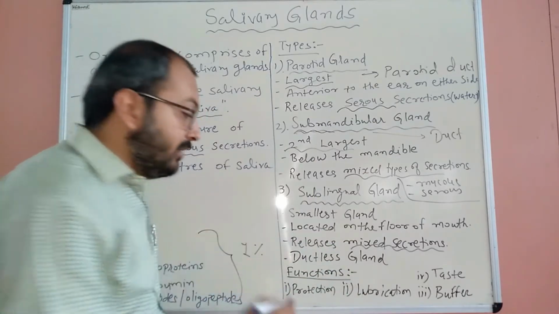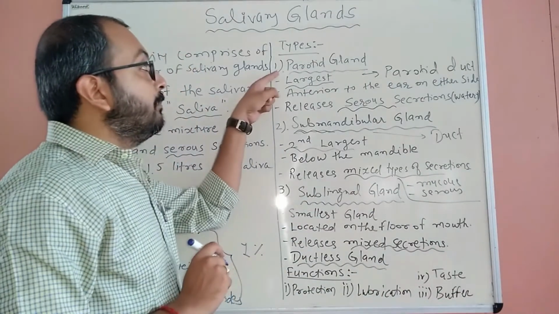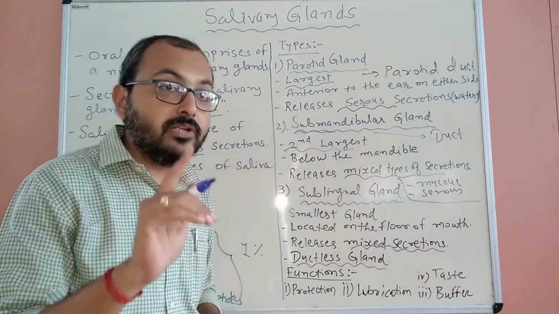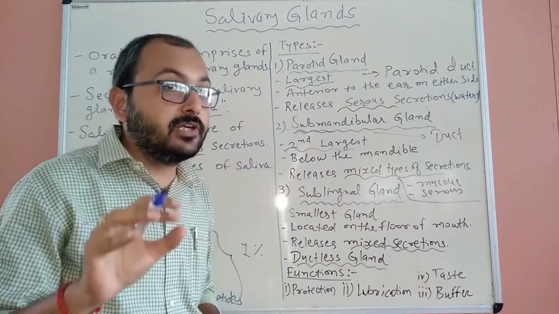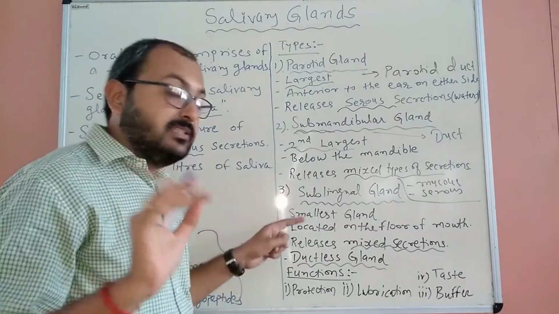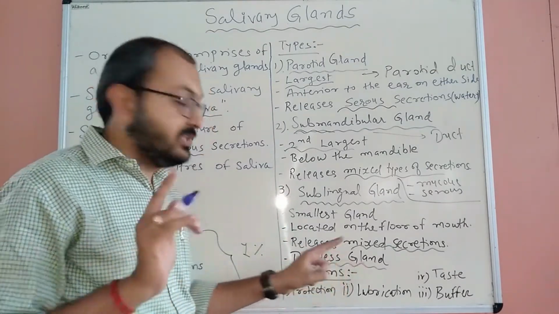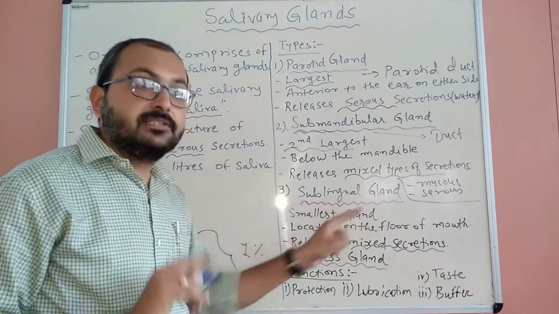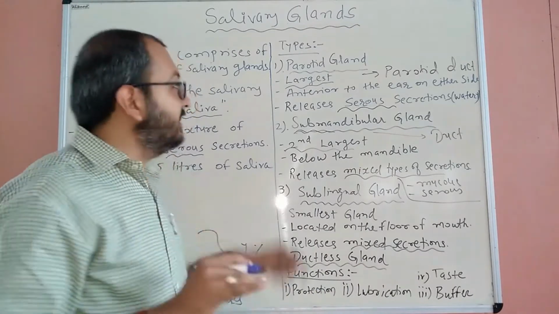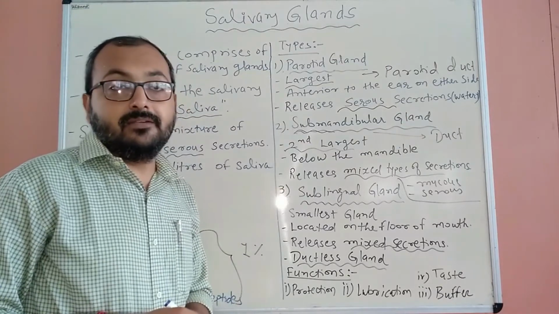Next, they may not have a specific duct, like the parotid duct and the submandibular duct. So they may not have a specific duct to carry out the secretions. Remember, this is the basic reason why we call it a ductless gland. Sublingual glands can be termed ductless glands.